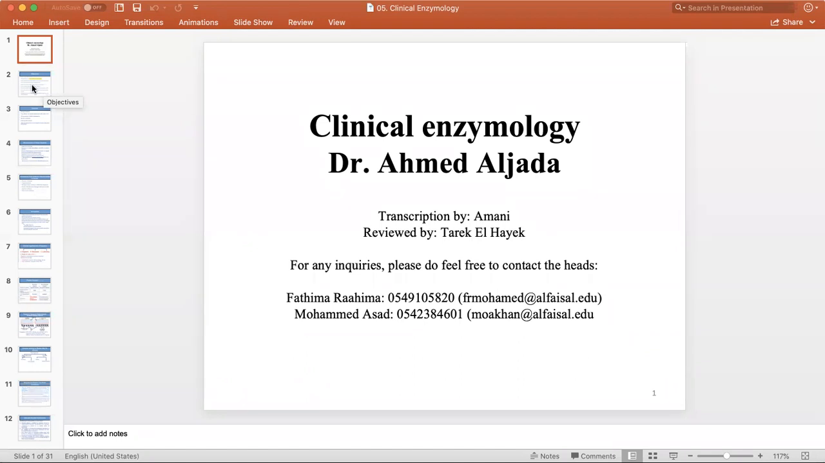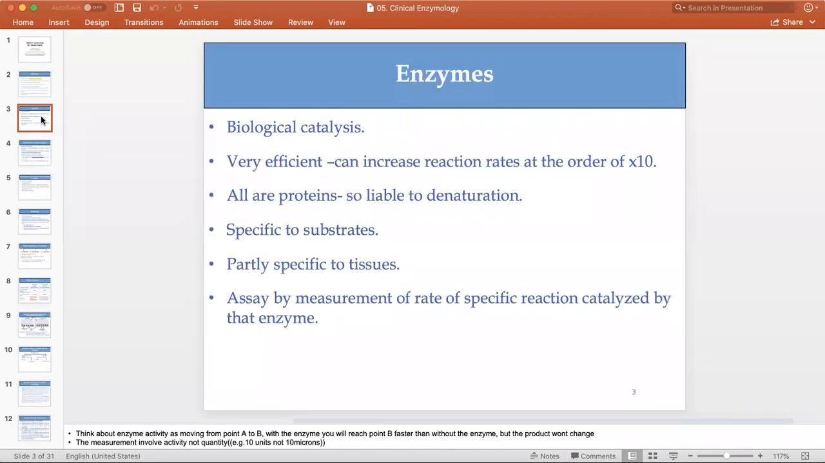Now we'll move on to discuss enzymology. I believe most of the points we discussed, so they are basically biological catalysts. They are very efficient in carrying out the reactions, and they are mostly proteins. They are specific to substrate. We'll discuss all of this. They are specific to tissues. Most of them are specific to tissues. There are some which are common to all the body. And then you can measure the rate of the specific reaction of the enzymes.